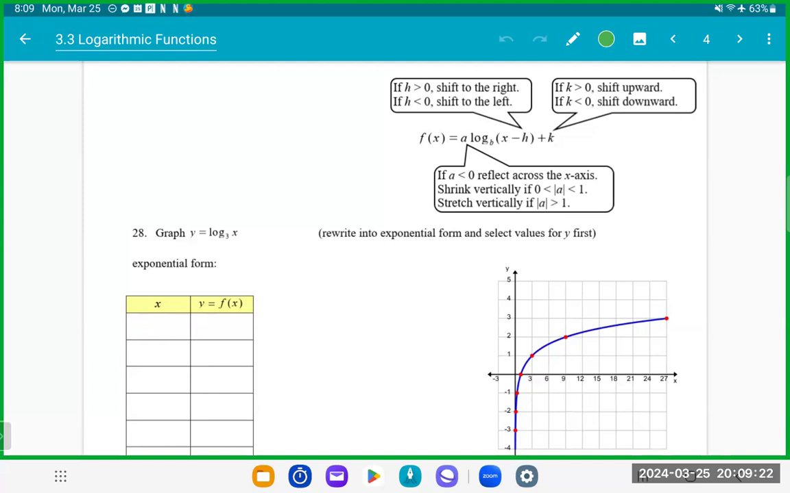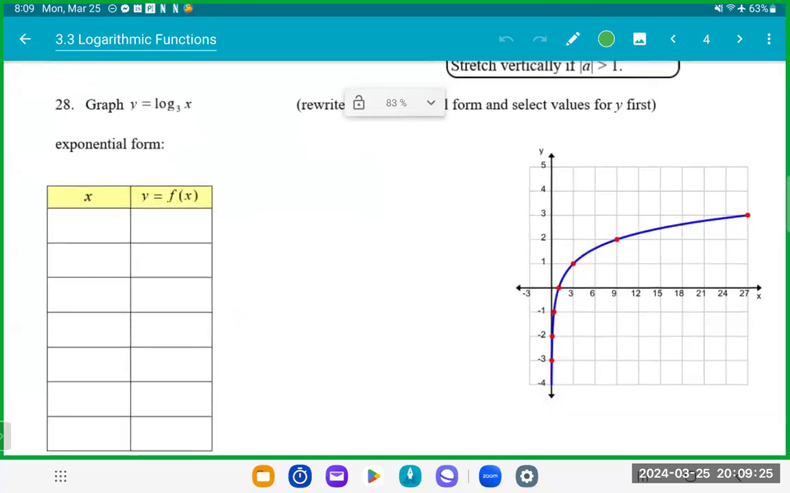Okay. So if we had our function here, y equals log base 3 of x, if we wanted to write that in exponent form, that's the same as 3 to the y equals x. So in this case, our y is the -3, -2, -1, 0, 1, 2, and 3. And what we're having to calculate now is our x value. So this would be 3 to the -3, which is 1/27.